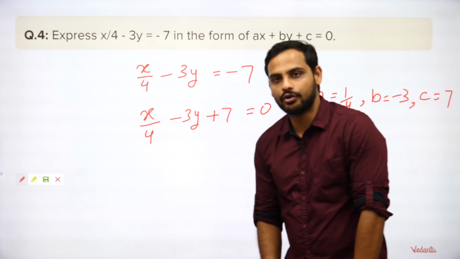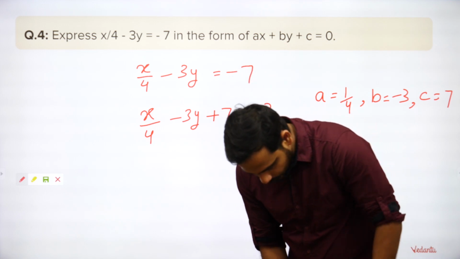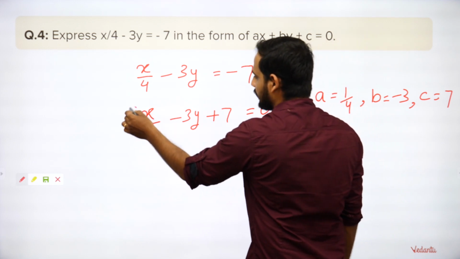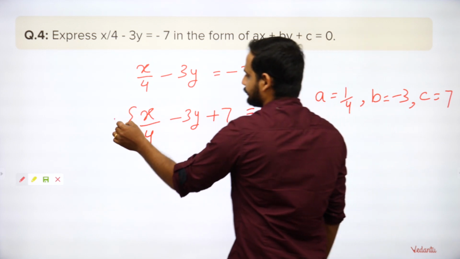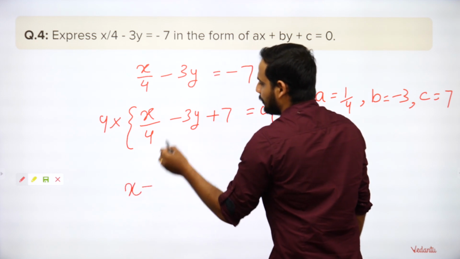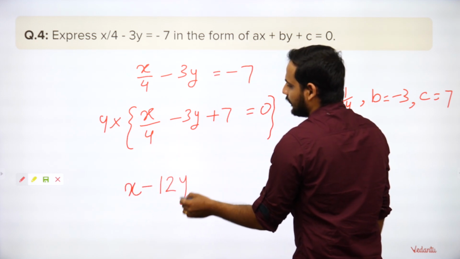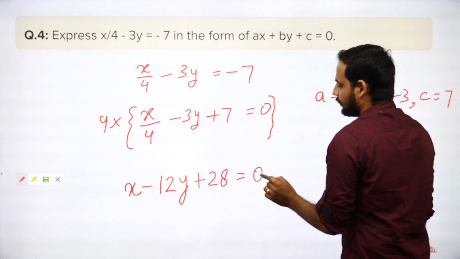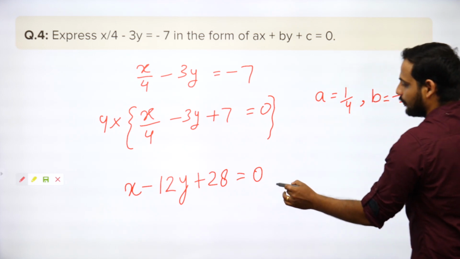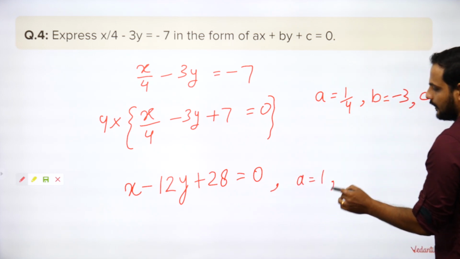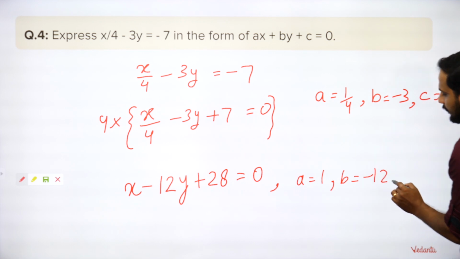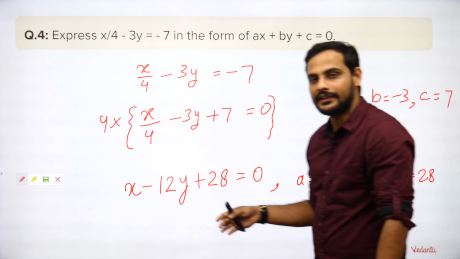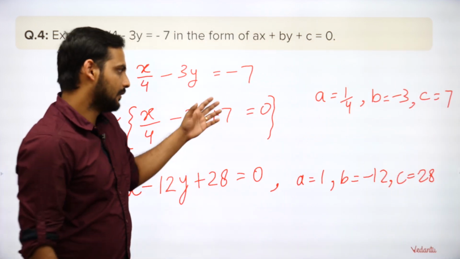If suppose some of you want to go further, saying, sir, I don't want it to be 1 by 4, then take the LCM and multiply the whole equation with 4. So you will get x minus 4 into 3y is minus 12y, 4 into 7 is plus 28 is equal to 4 into 0, which is 0 only. So if you look at this form, now your answer will be a is equal to 1, b is equal to minus 12, and c is equal to 28. Okay, so you can go with any of these two solutions.